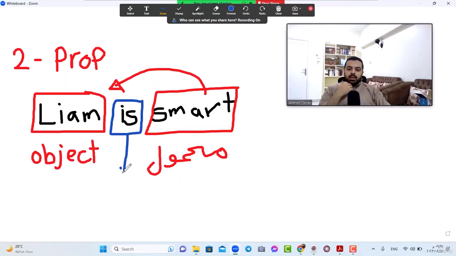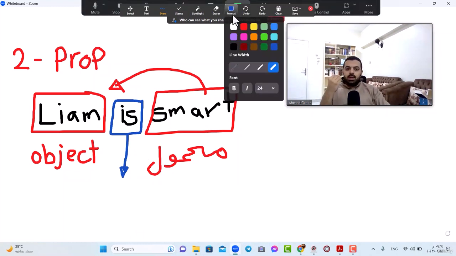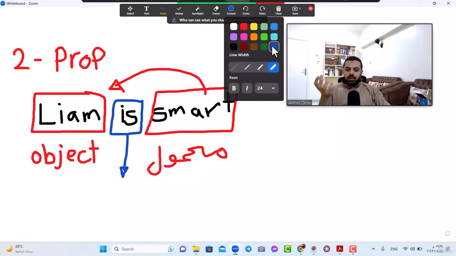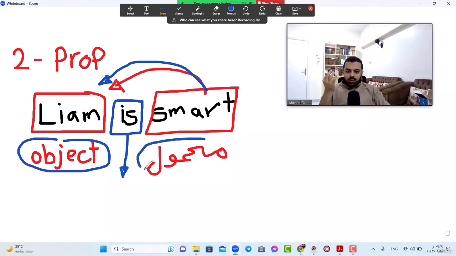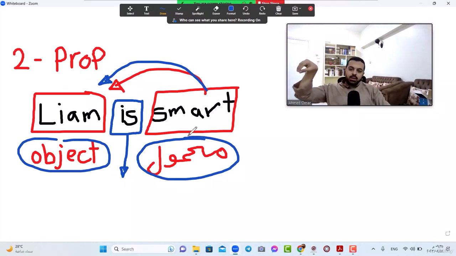And the third part is this one. It's called the connection, or the النسبة, or the relative thing. Okay, this is making this relative to this. Okay, so now Liam is smart. So I have three parts: the object, and this part, which is mahmul, the thing that I referred to as belonging to the object, and the connection between them. This makes the connection.